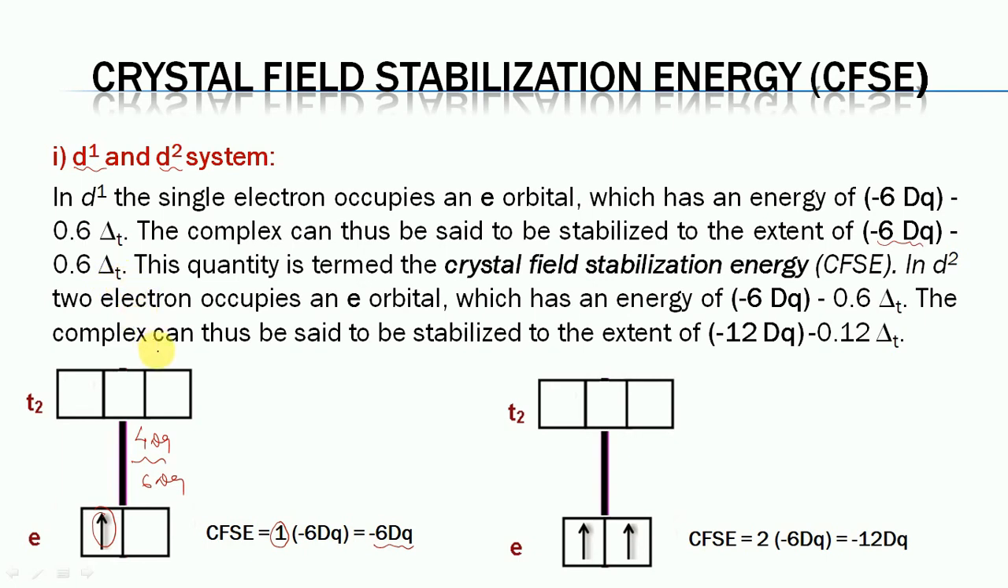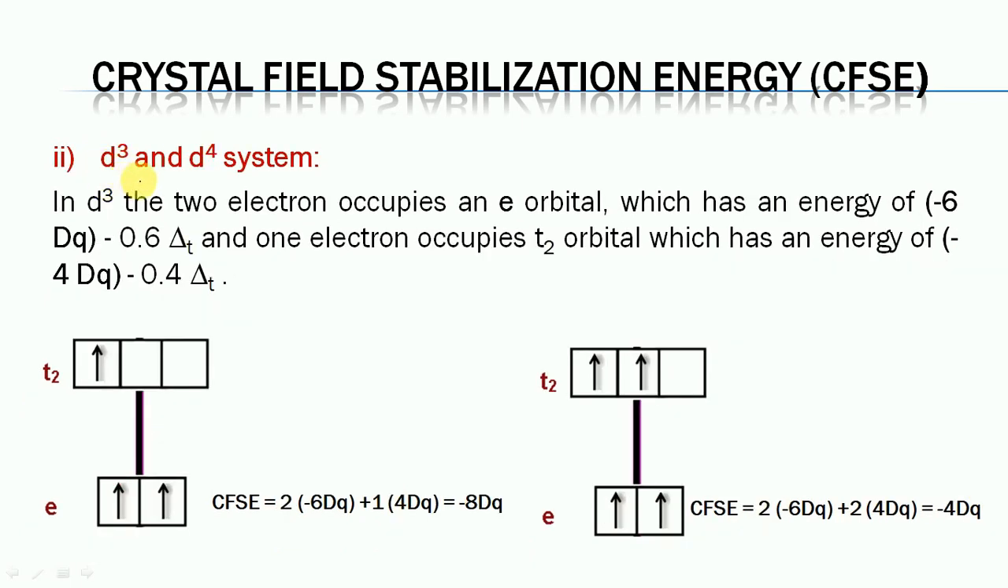Similarly, in the case of the d2 system, both electrons will occupy the lower e orbitals, which have an energy of minus 6 Dq. The number of electrons is 2, so it is 2 into minus 6, which is equal to minus 12 Dq. So this complex is said to be stabilized to the extent of minus 12 Dq or minus 1.2 delta T crystal field stabilization energy.